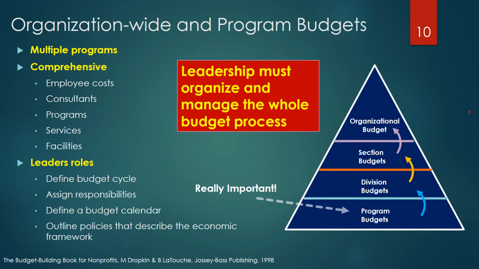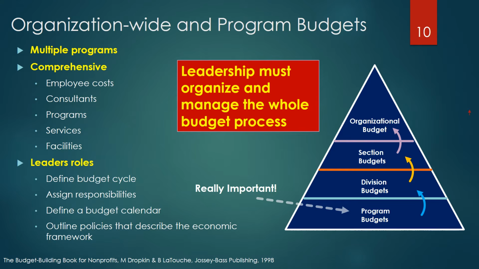Developing an organizational budget is commonly a pyramidal process, as illustrated on this slide. It starts with program budgets that then are aggregated to form division budgets. If program budgets are poorly developed, the whole organizational budget will be a disaster. Be sure the lower layer of the pyramidal budget is accurate, since it impacts all the other upper layers. Division budgets then result in section budgets. Section budgets then inform the whole organization-wide budget.